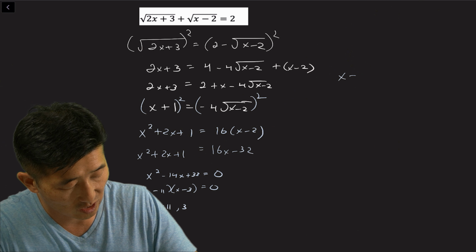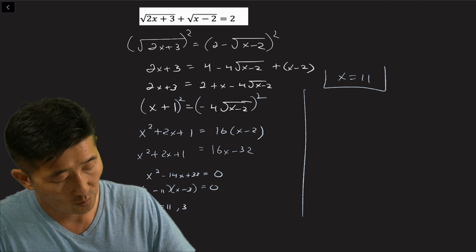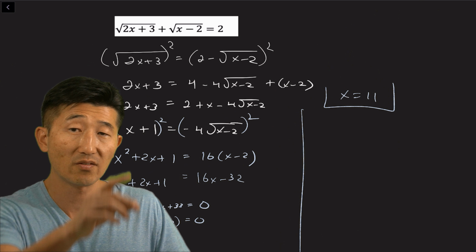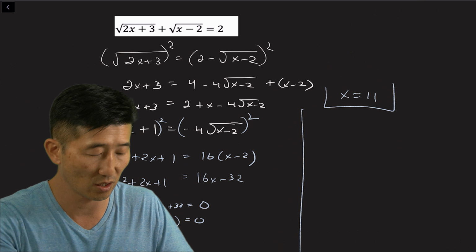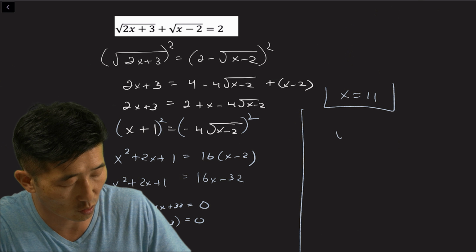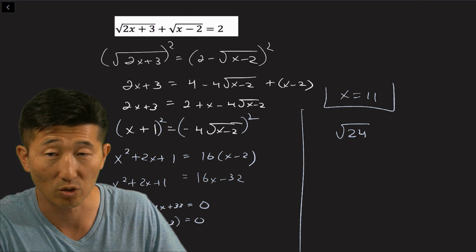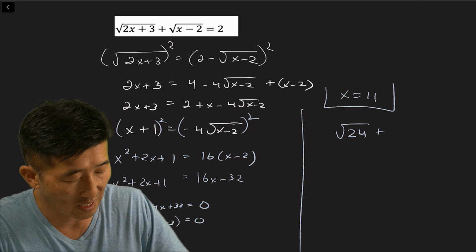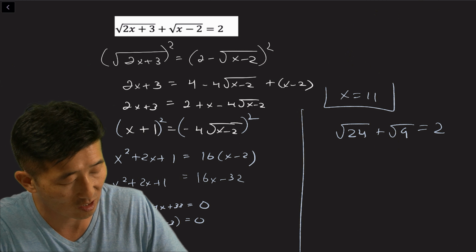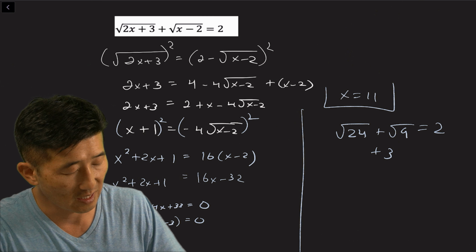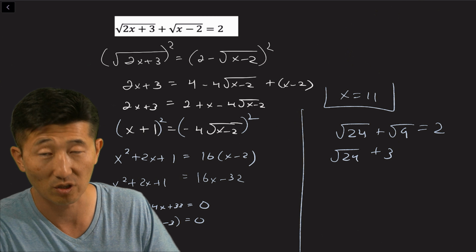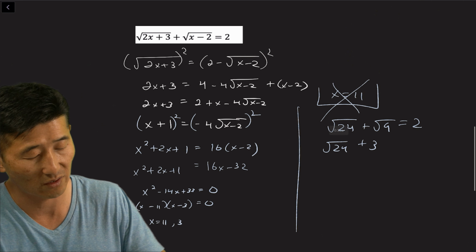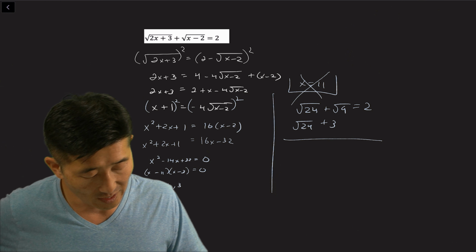So let's try it. X equals 11. So if you plug that in, you get, let's see, 11 times 2 is 22. 22 plus 3 is square root of 24, which is not a perfect square, plus 11 minus 2 is 9, so square root of 9, and it's got to equal 2, and you realize it's not going to work. Square root of 24 plus 3 is never equal to 2, so x equals 11 does not work.